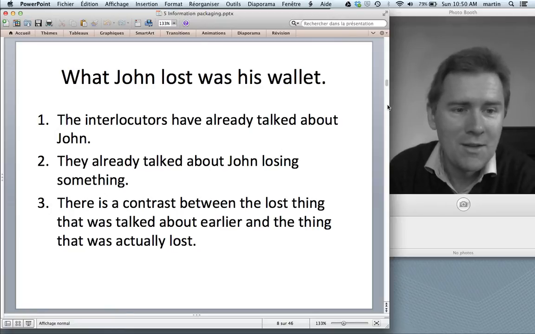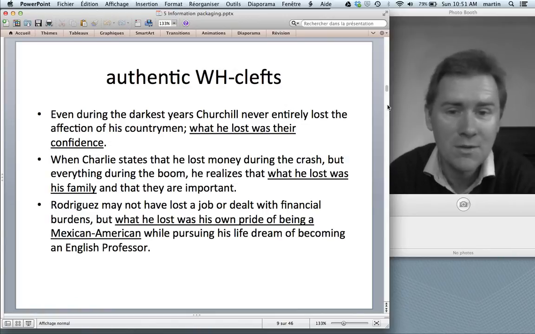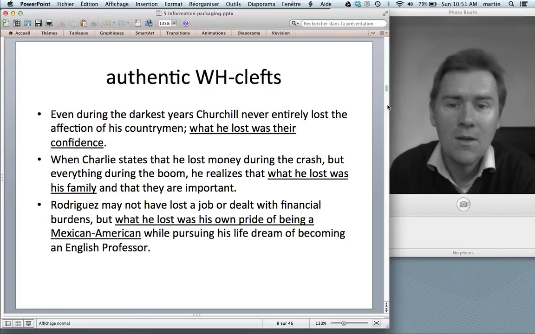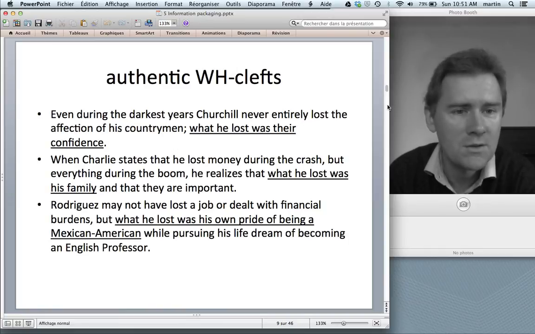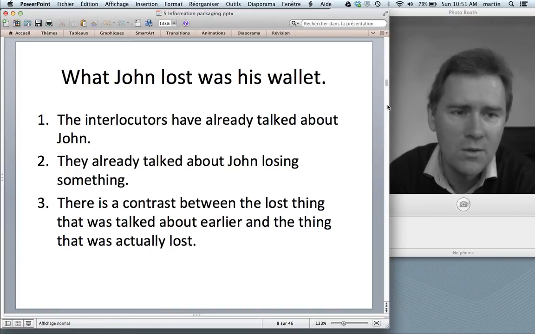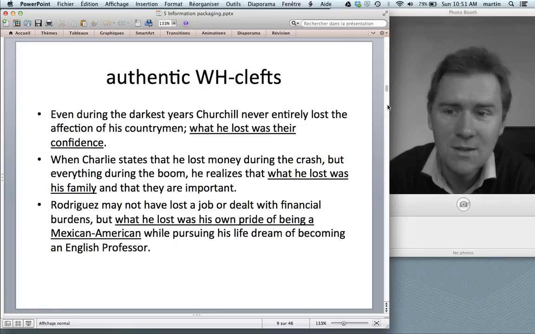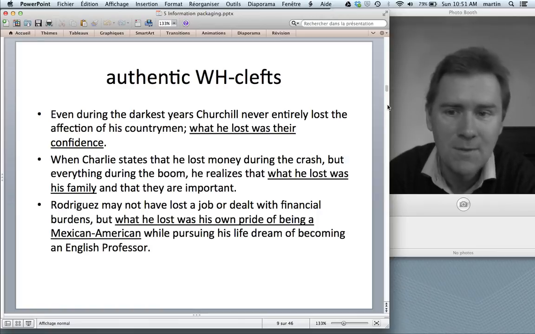You don't have to take that from me, or from your own speculations, but let us look at a few authentic examples of this construction. This construction is called a WH-cleft, or a pseudo-cleft. Let me read out an example: "Even during the darkest years, Churchill never entirely lost the affection of his countrymen. What he lost was their confidence." Let's go back to these three points. The interlocutors have already talked about John, or indeed Winston Churchill. They already talked about Churchill losing something, in this case, the affection of his countrymen. And there's a contrast between the lost thing talked about earlier and the thing actually lost: he didn't lose the affection of his countrymen, instead he lost their confidence.